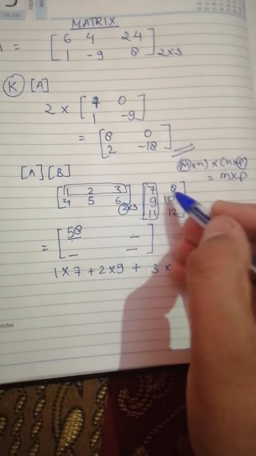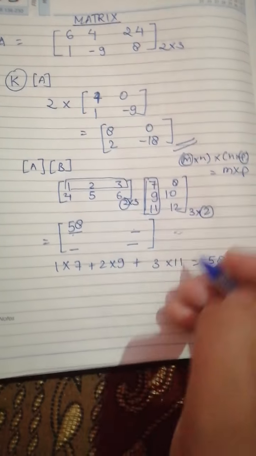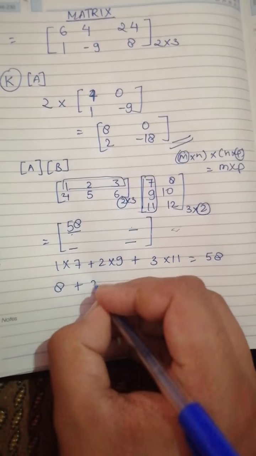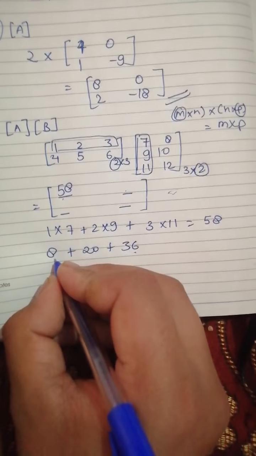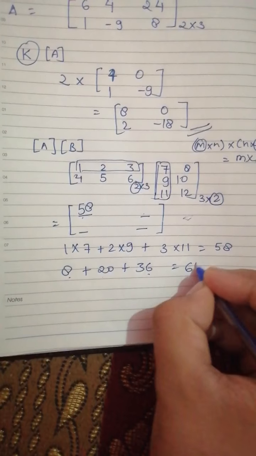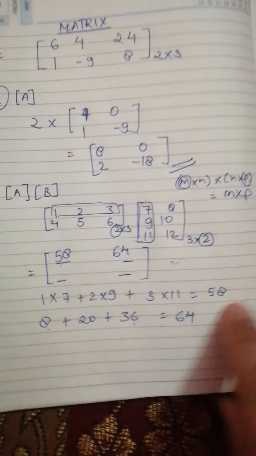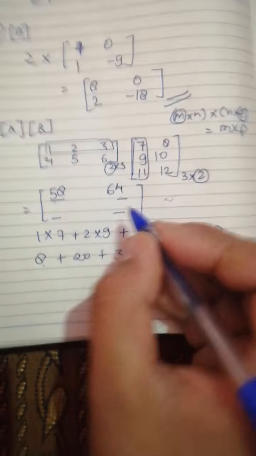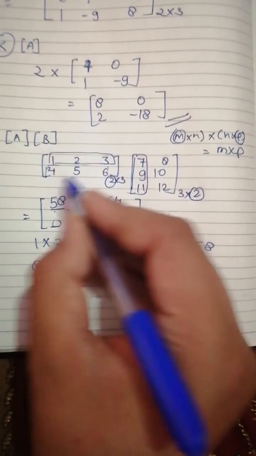Now how do we get second element? Multiply first row with the second column. 1 into 8 plus 2 into 10, 8 plus 20 plus 3 into 12, 36. 36, 8, 44, 44, 20, 64. So similarly we can get the element this and this. So how will we get this element? Multiply second row by first column.